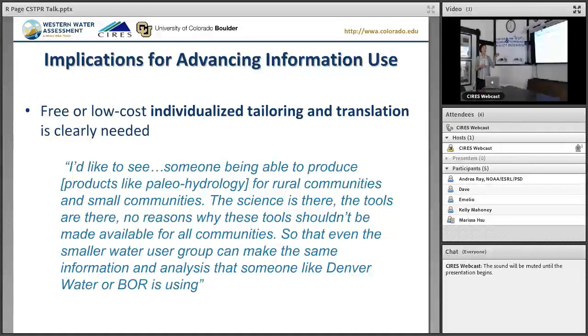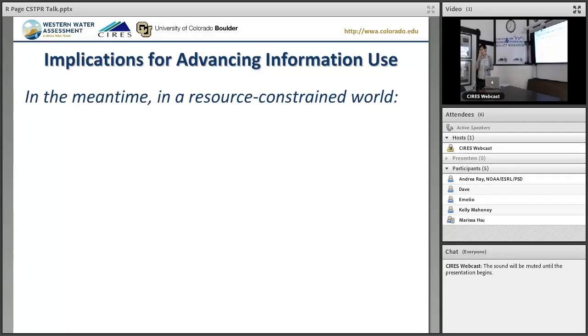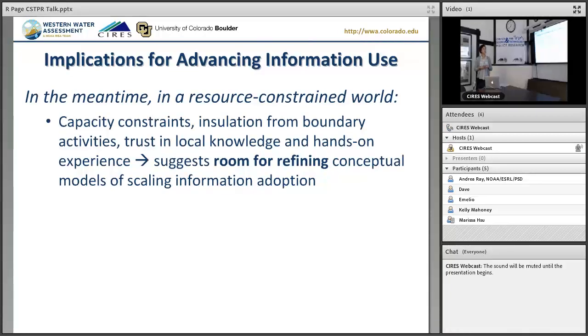That is kind of an obvious answer, but that's in an ideal world. If we had an infinite number of resources, we could definitely make that happen. But the reality is we are in a resource constrained world, and for organizations like the Western Water Assessment or other boundary organizations, there's only so much we can do to broaden the community of people that we're reaching in our mission. So I think these results suggest there is room for refining the way we think about dissemination, particularly the capacity constraints that we see, the insulation from boundary activities, and the deep trust in local knowledge and hands-on experience.